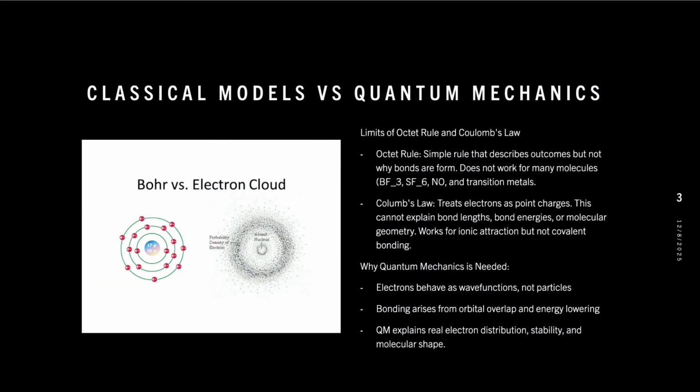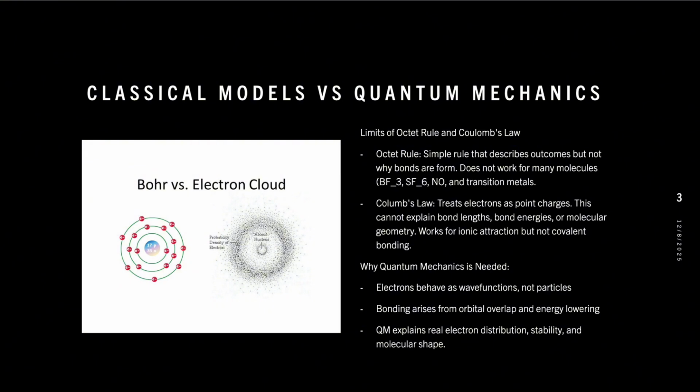Classical models versus quantum mechanics. The limit of classical models is the octet rule, which predicts bonding patterns but not why bonds form. This fails for BF3, SF6, NO, and other transition metals. With Coulomb's law, we treat electrons as point charges, which explains ionic attraction but not covalent bonds, bond lengths, or molecular geometry. Why we need quantum mechanics.